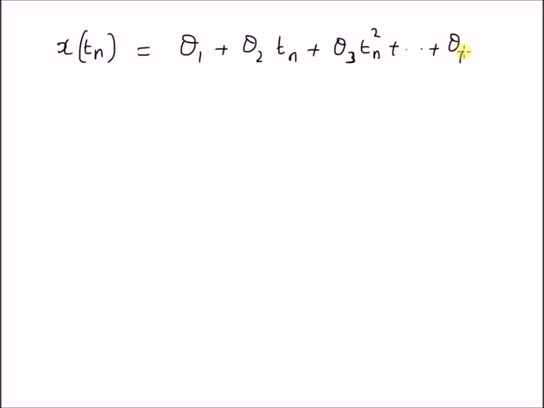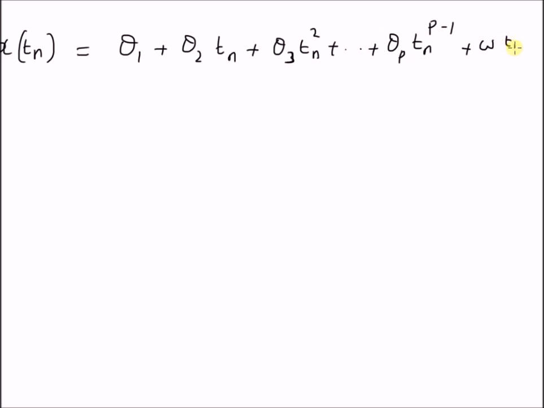Hello, welcome. In this short video, let us look at the problem of curve fitting from the perspective of parameter estimation in a linear model. So given the observations x of tn, where tn indicates the time of observation, is equal to theta 1 plus theta 2 times tn plus theta 3 times tn square plus and so on up to theta p tn power p minus 1 plus the noise component.